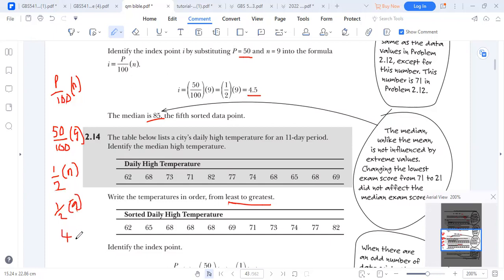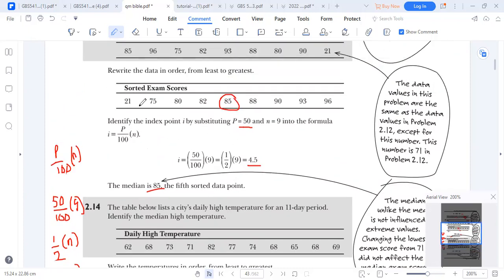For 4.5, you always round up. This is closest to the number 5. So you count 1, 2, 3, 4, 5. So this is up.